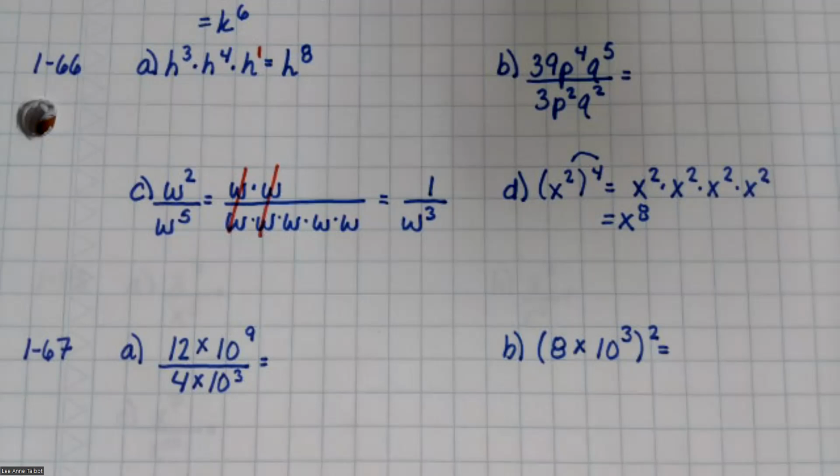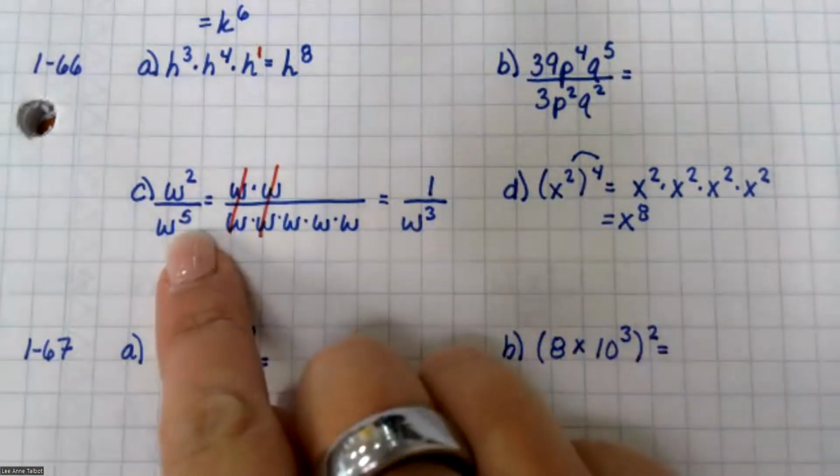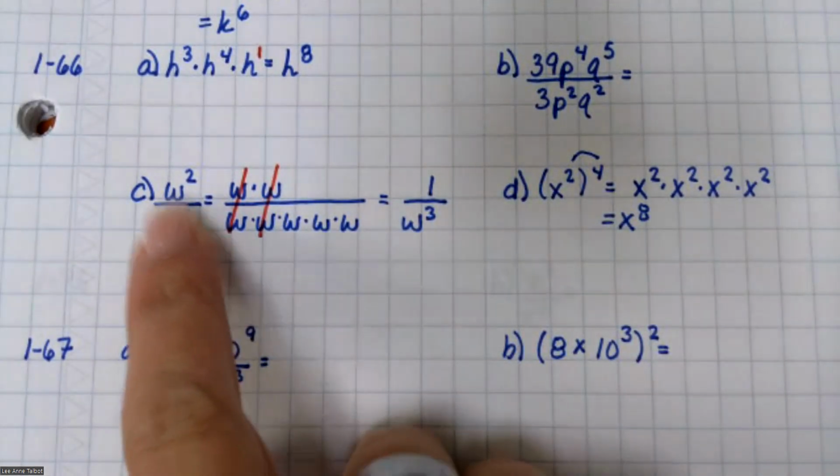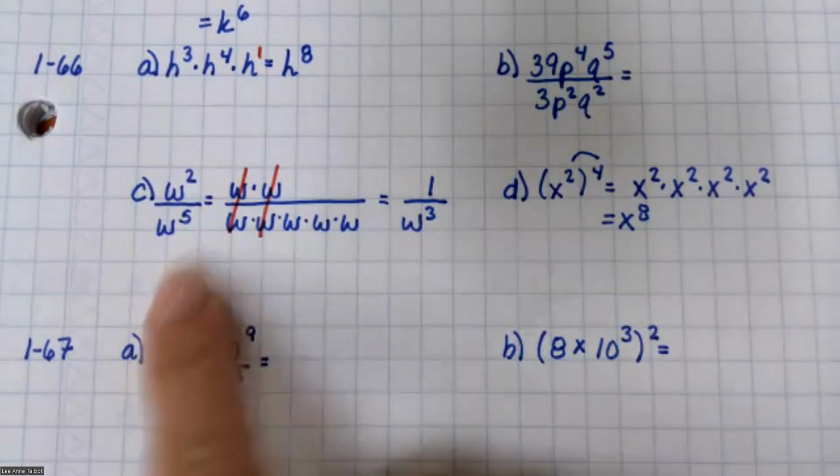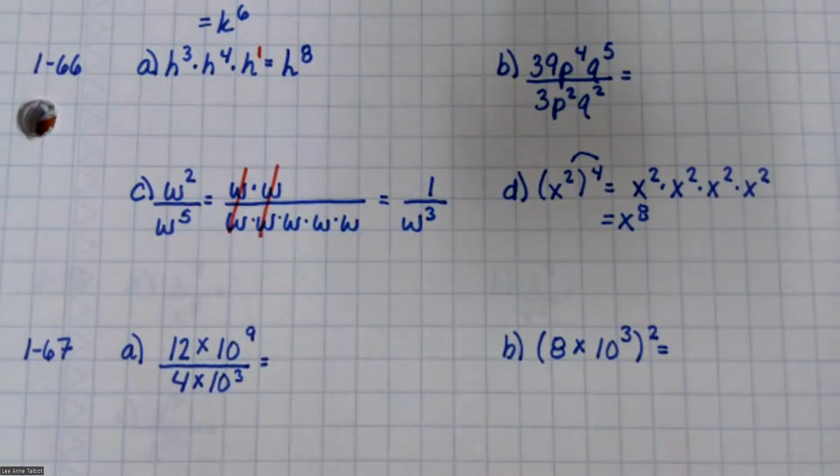Now, I think what Dylan's trying to say is, I noticed there's 5 on the bottom and 2 on the top. So if I cancel them out, there's going to be 3 left on the bottom, which is great. Okay, last one.